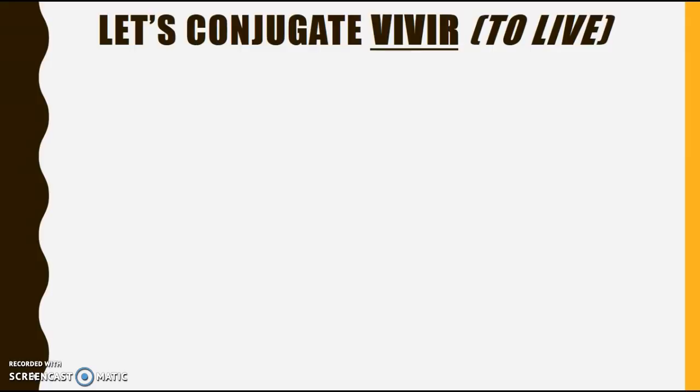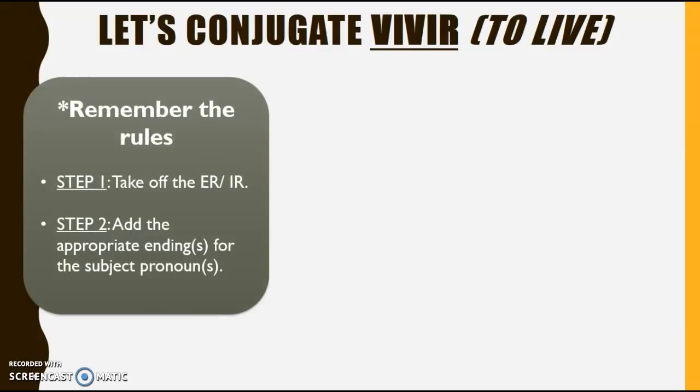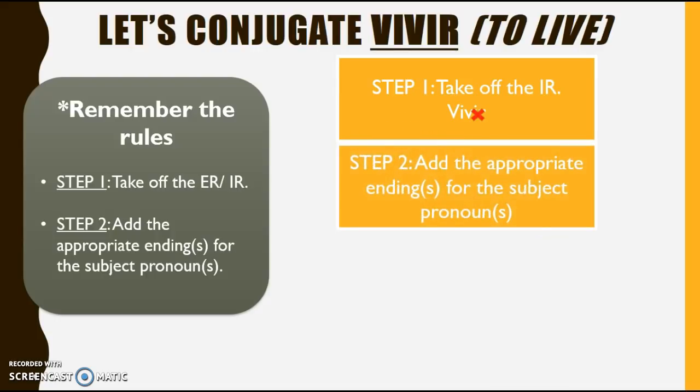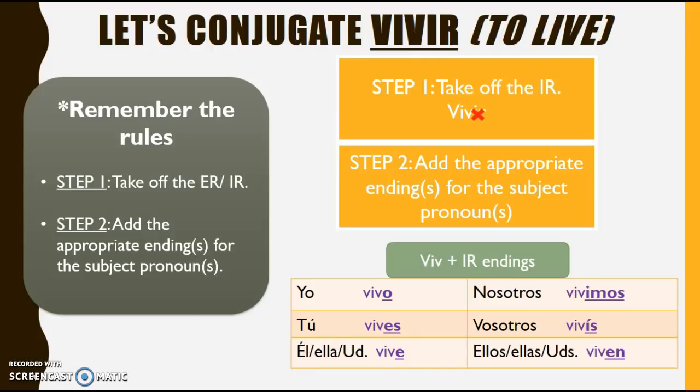So vivir means to live. It's an IR verb that we're working on learning this week. So this time we're going to use the IR endings, and we're still going to take off that IR to start with. Let's go ahead and do that. So vivir, we get rid of IR, we're left with VIV. Okay, and then we're going to add our IR endings. So we'll have VIV plus our endings.